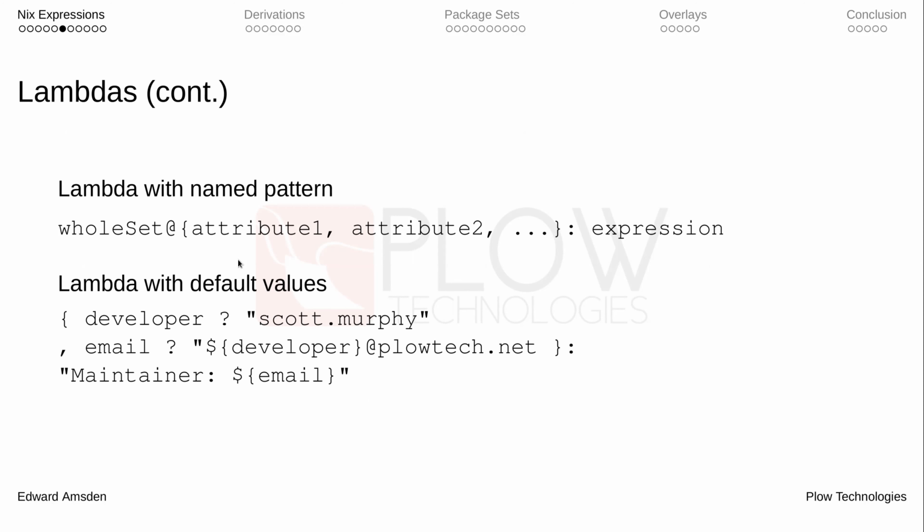The question mark syntax that you see used quite a bit is actually a way of specifying a default value. So just like the ellipsis lets you say, I want to match on these, but it's okay if there's others, the question mark says, I want to match on these, but if you don't have them, just use this value instead. The neat thing is that all of the arguments, all of the matching variables in the pattern, are in scope for the defaults everywhere.